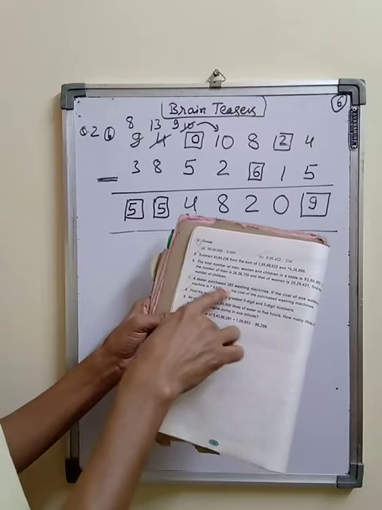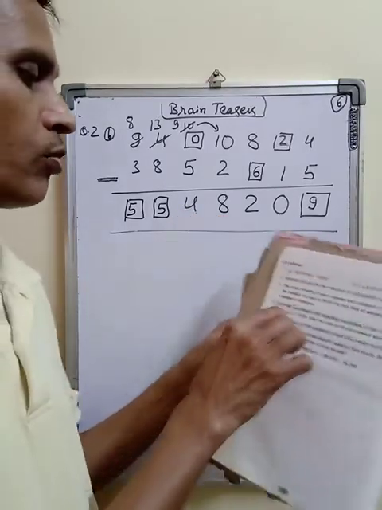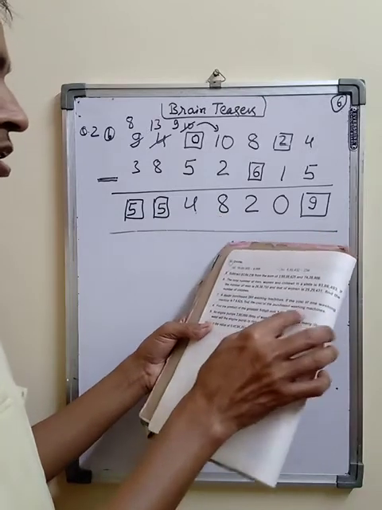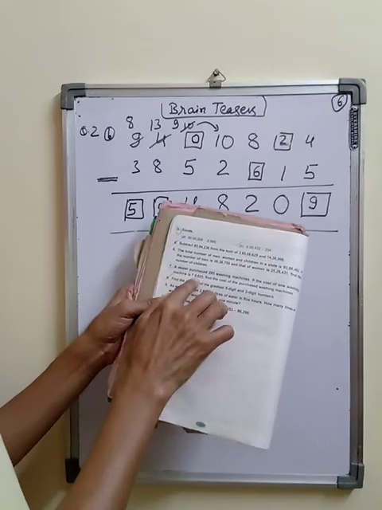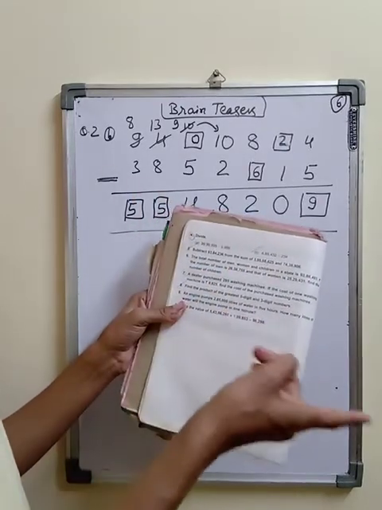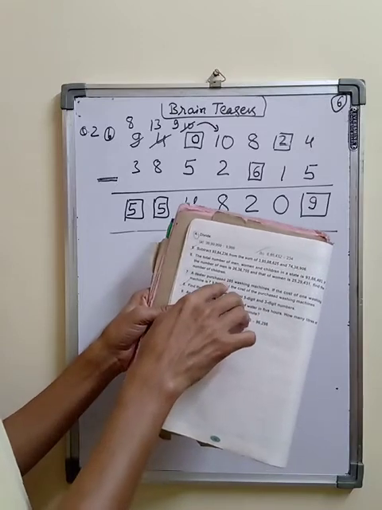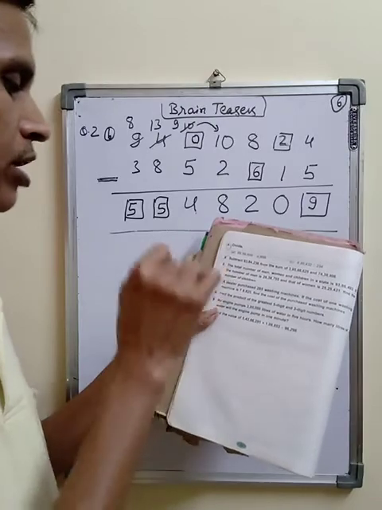Question number 7, a dealer purchased this many washing machines. If the cost of one washing machine is this, find the cost of the purchased washing machines. Means this is 9,825, the cost of one, and you have to find the cost of 285 washing machines. So it means you will multiply.